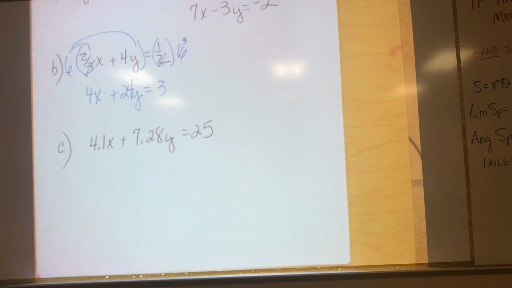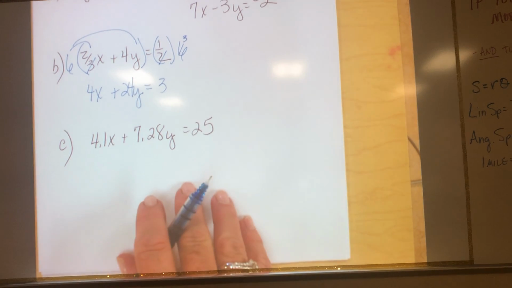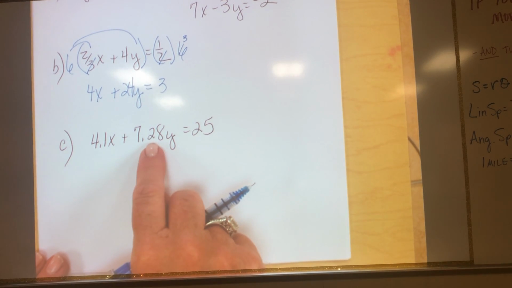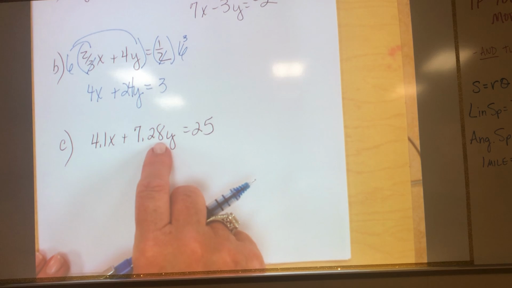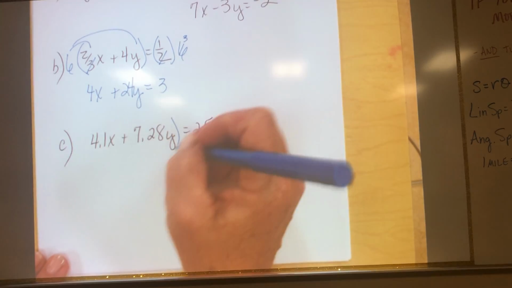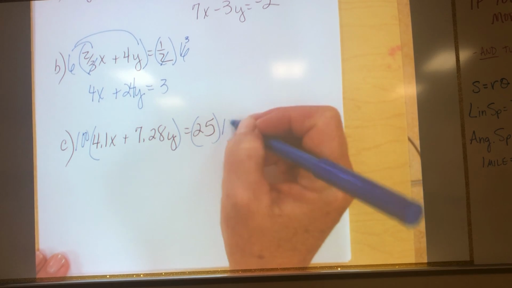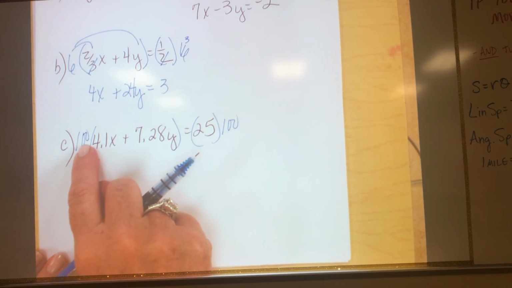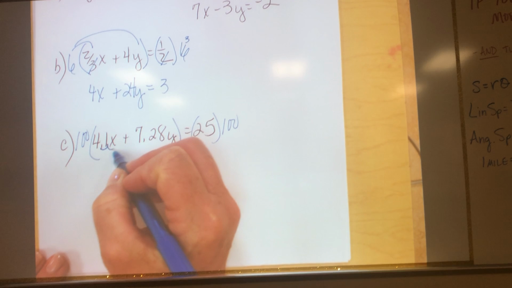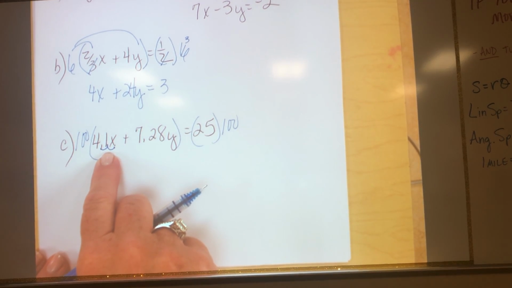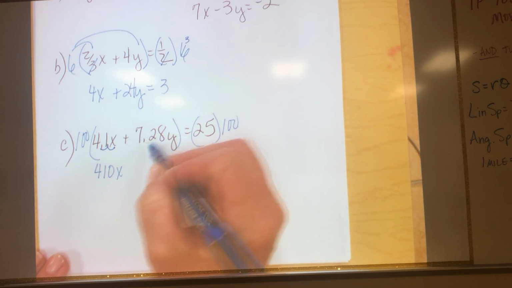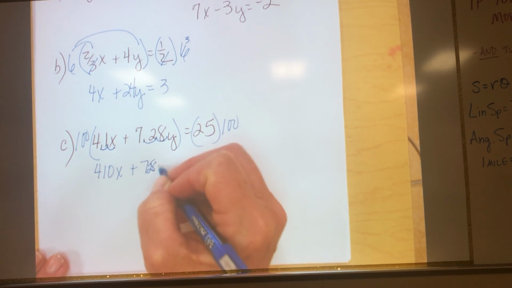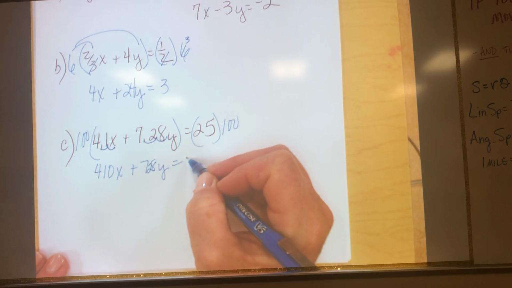Really what you're doing is you're multiplying by 100. So here's what you're going to do. You're going to multiply by some power of 10, and you look at the guy that has the most digits behind the decimal point. He has 2, so I need 2 zeros. So that's 100. And just like up there, everybody gets multiplied by 100. When I multiply by 100, it has 2 zeros, so this decimal point will move 2 places to the right. And what will this become? 410x. What will this become? 728y is equal. What will this become?